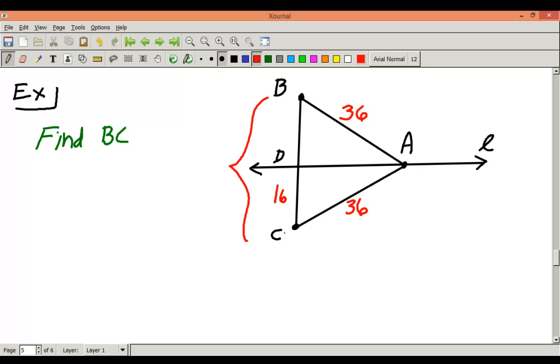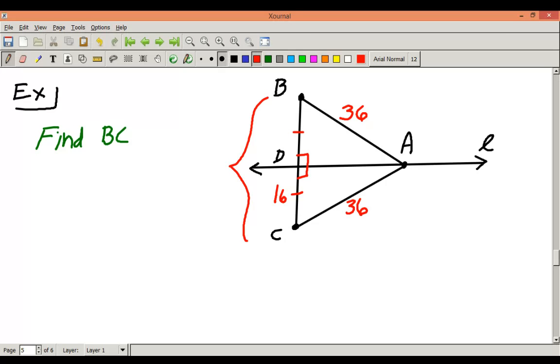How do I know that? Because AB is 36, and so is AC. So point A is equidistant from the endpoints of segment BC. So the converse that we just proved says this: if a point is equidistant from the endpoints of a segment, then it lies on the perpendicular bisector of that segment. So that means the line L is not only perpendicular, but it's a bisector. So that means that BD and CD are congruent.